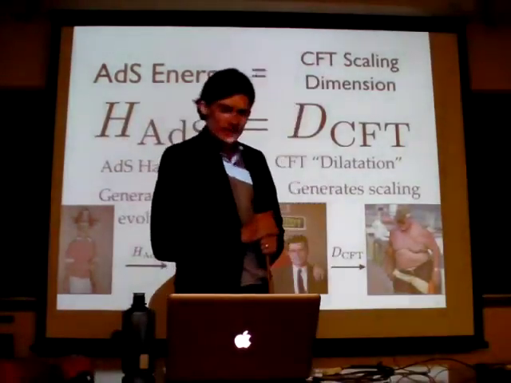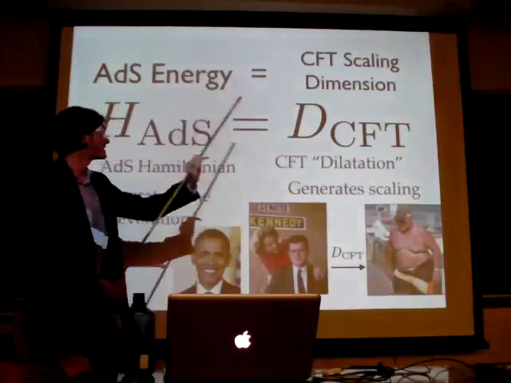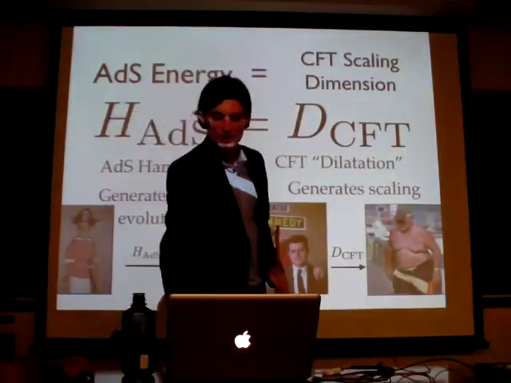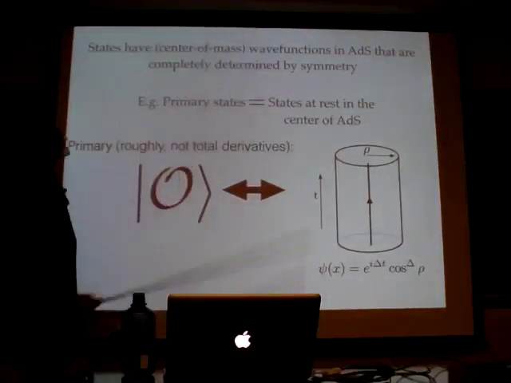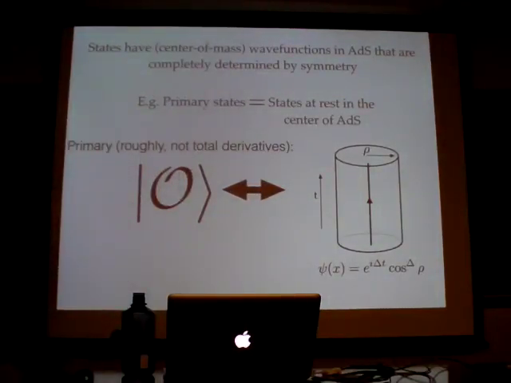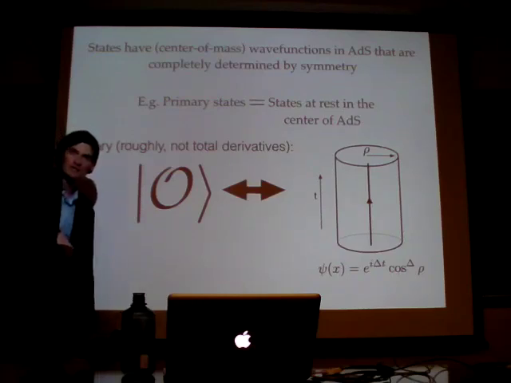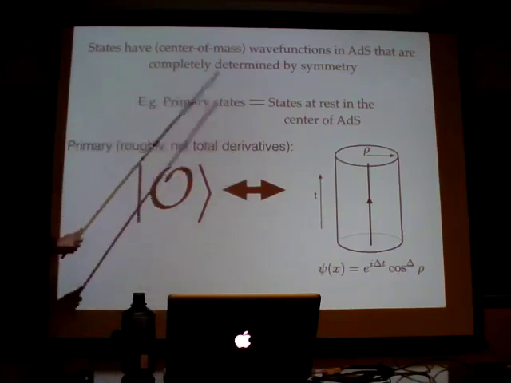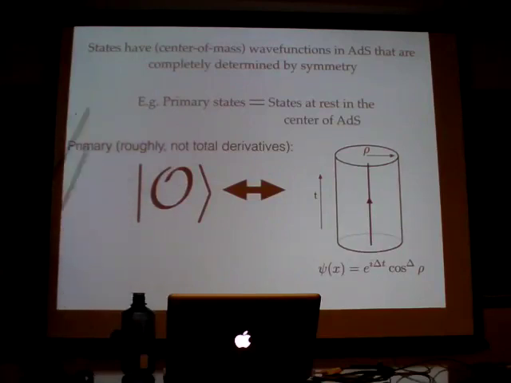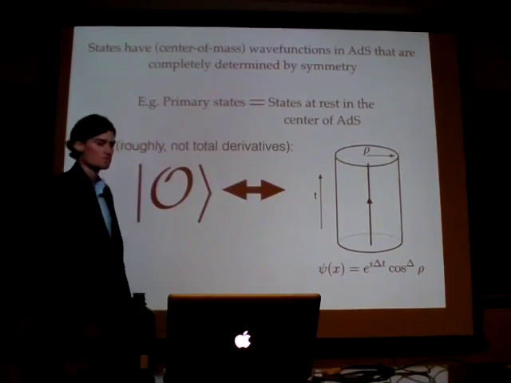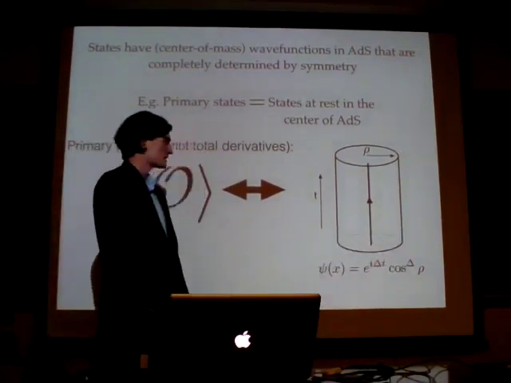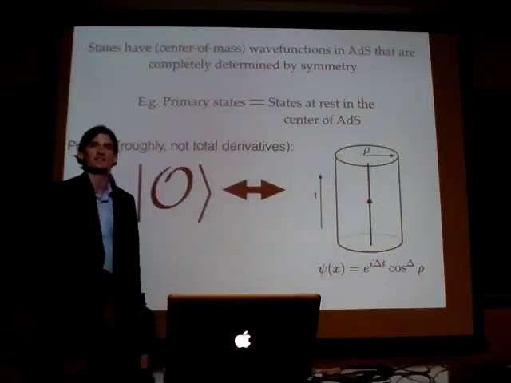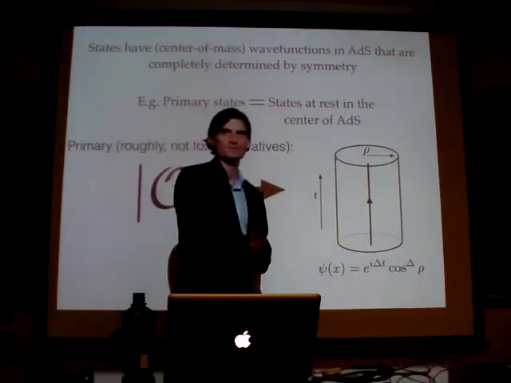All right, so this one-to-one mapping between the symmetries tells us this, but also gives us much richer information. States in the CFT have wave functions in AdS, which are completely determined by symmetry. Start with a simple example. Primary states, these are basically states created by operators which are not the derivative of any other operator. You can work out their wave function, and this is what it looks like. They're very boring. They just sit in the center of AdS and don't do anything.